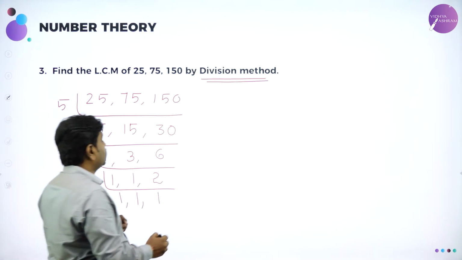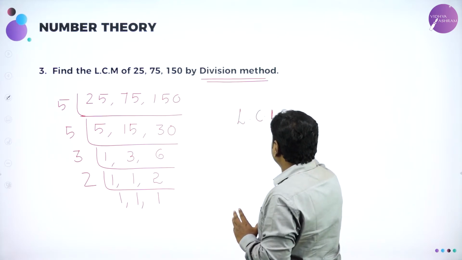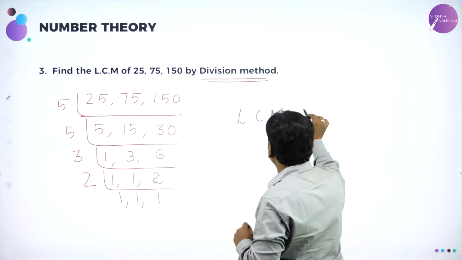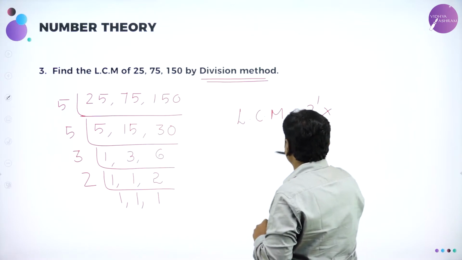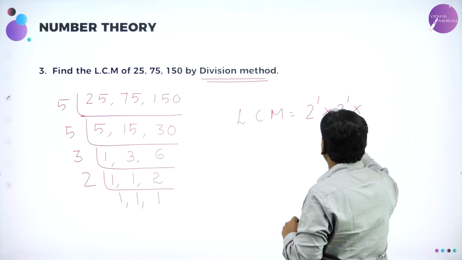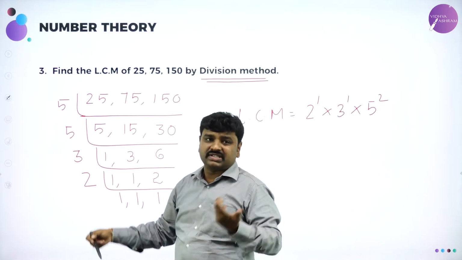Now write the LCM. LCM is simple. What are the factors we have? 2, 3 and 5. 2 occurs how many times? 1 time. Into 3 occurs how many times? 1 time. Into 5 occurs how many times? 2 times. This is the LCM. LCM means the product of all these things, that's it.